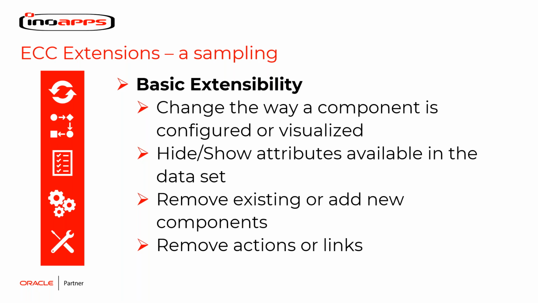The sampling, I think it's a good representation of what's available. So it's not an exhaustive list, but I think it gives you a good idea. So the first one, changing the way a component is visualized, is really about if, for example, you have an item, or a component I should say, that's displayed as a tag cloud and you want to see it as a graph instead, you can go ahead and do that.